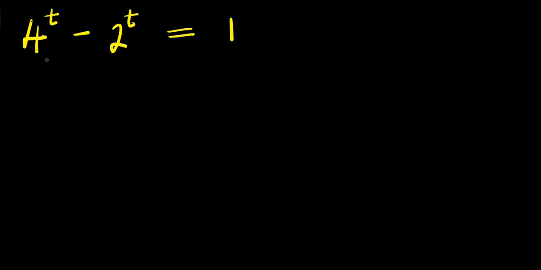Hello, how to solve this exponential problem? This is 4 power t minus 2 power t, and this equals 1. We are solving for all values of t that satisfies this equation. Remember, 4 is a perfect square, which is 2 to the power of 2.